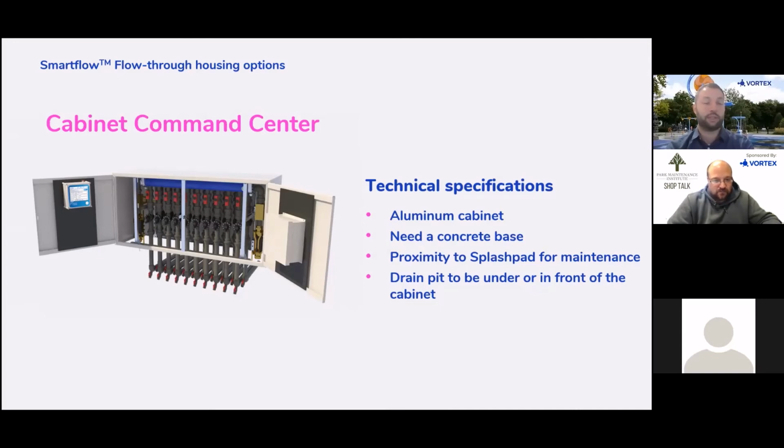The cabinet, just like your wall mount manifold option, can house up to 20 valves, and just like all of our other manifold options, we recommend closer the better when it comes to manifold location and when we're placing the above grade cabinet.